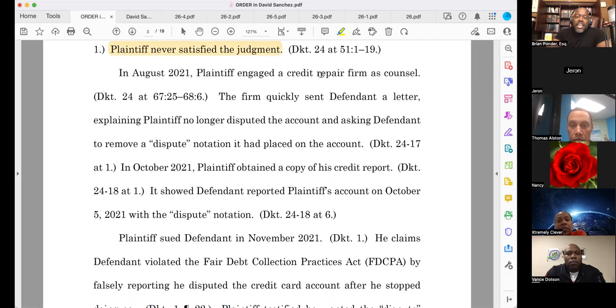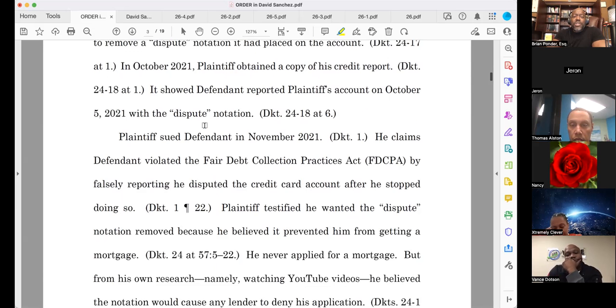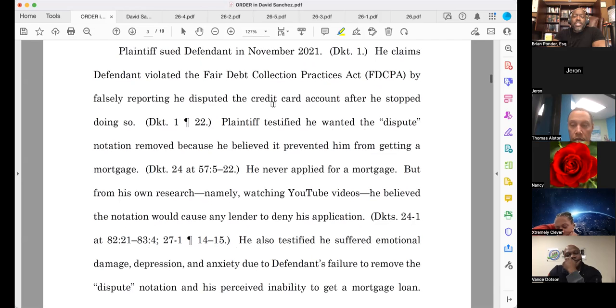undisputed. They engaged a credit repair firm as counsel. I wouldn't want to be called a credit repair firm because of the core obligations, but they're okay with that. The firm quickly sent defendant a letter explaining he no longer disputed the account, asking defendant to remove the dispute notation. In October, they obtained a copy of his credit report. It showed the dispute notation, so plaintiff sued. Okay. So we all know these facts, right?